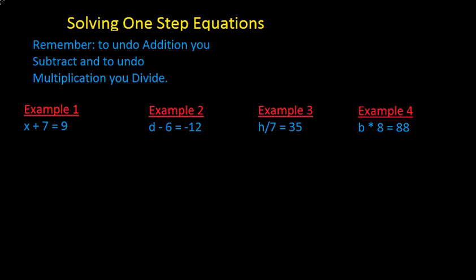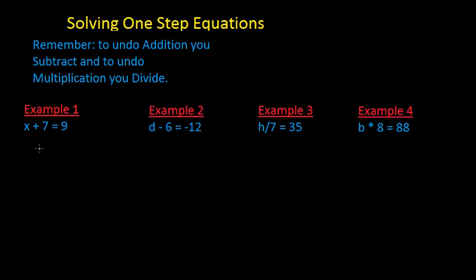And so the thing we want to remember is if you're going to undo addition, you would subtract. Same thing, if you undo subtraction, you add. If you're going to undo multiplication, you divide, and vice versa. If you're going to undo division, you would multiply. So I have 4 examples here. We'll just run through these, and then you can do some more practice problems on your own.